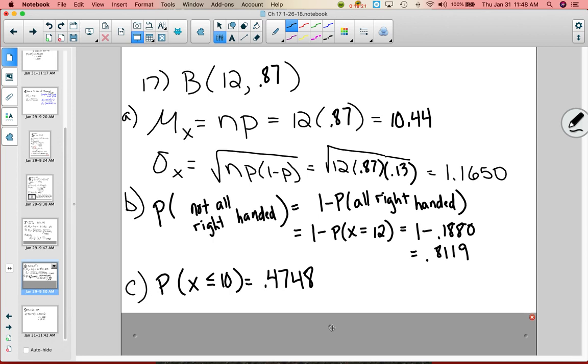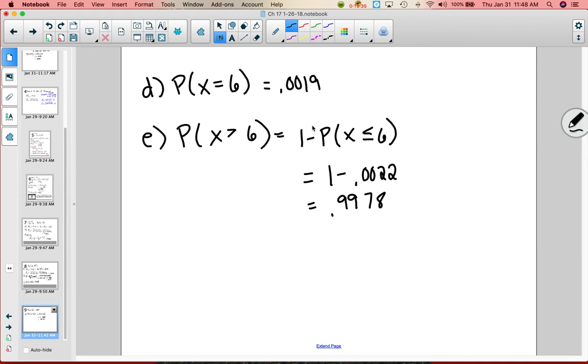Then in part C, it says, what's the probability that there are no more than 10 righties? Well, no more than 10 righties means that there could be 10 or there could be less, but no more than. So this is just specifically a binomial CDF problem. So you can use that and evaluate it on your calculator.